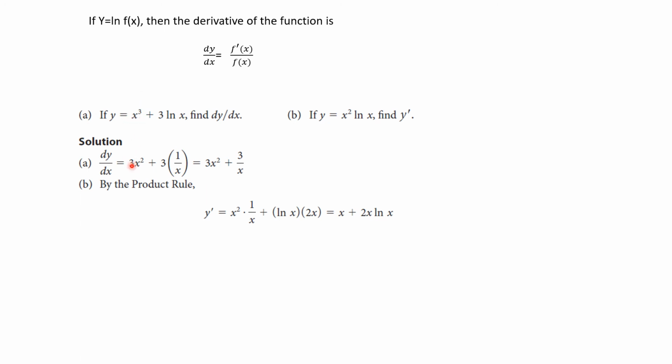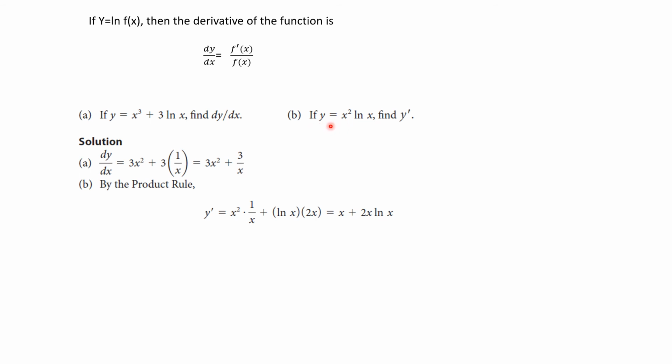So it will be 3x to the power 3 minus 2, which is 2, plus 3 times, okay, this is the natural log function. The function of x is x, and you know that the derivative of x is 1, divided by the function, which is x. So you can get 3x squared plus 3 by x.